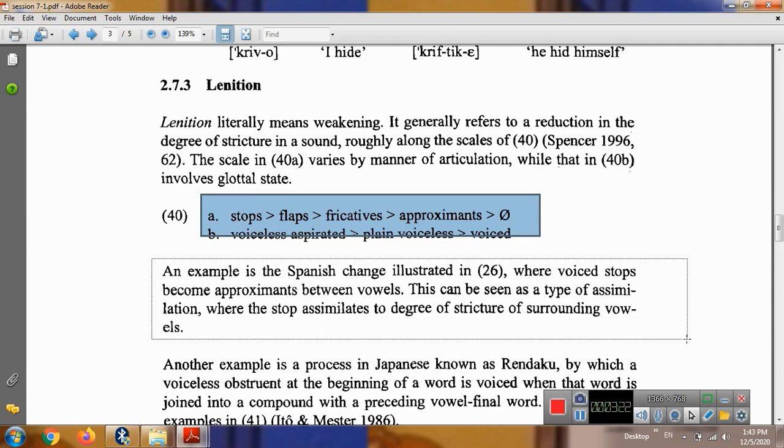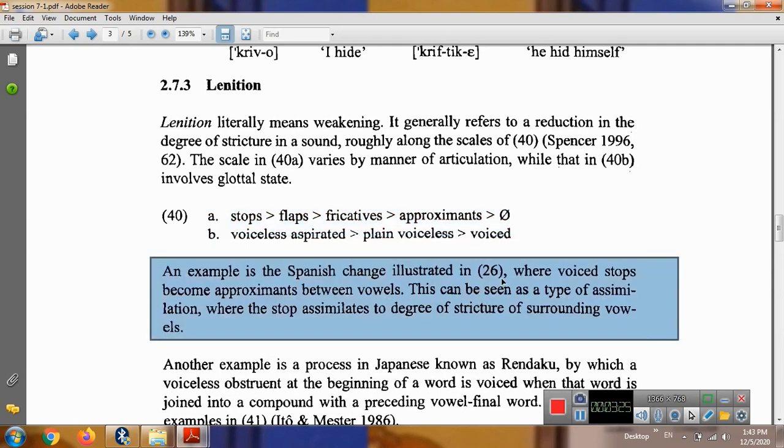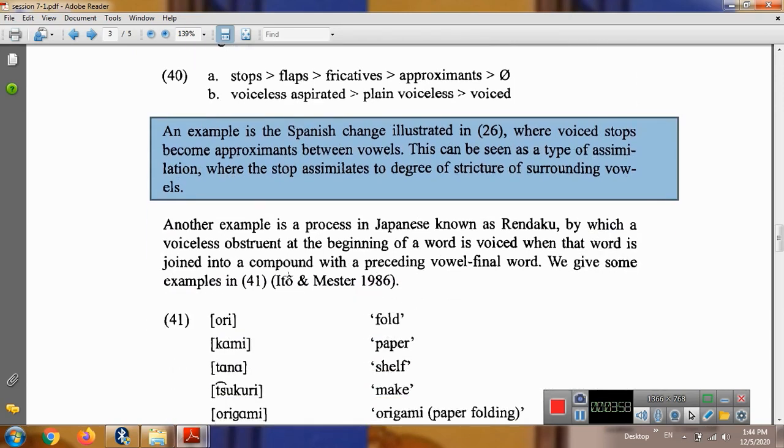An example is the Spanish change illustrated in 26. You can refer to that, where voiced stops become approximants between vowels. One of the environments for the lenition process is the intervocalic environment, or at the end of the word we have lenition too. Between two vowels and at the end of the word, the lenition process is very common. This can be seen as a type of assimilation, where the stop assimilates to the degree of structure of surrounding vowels.